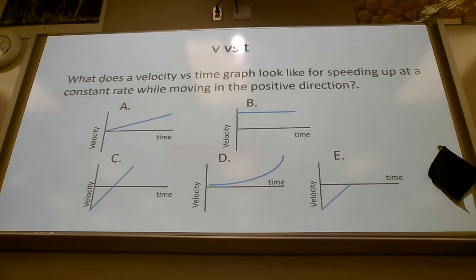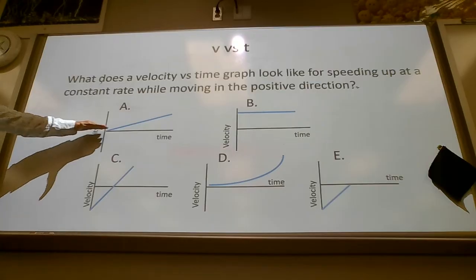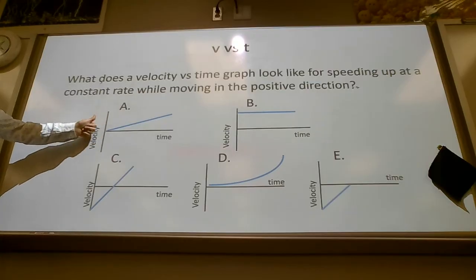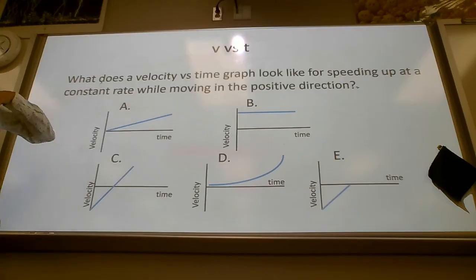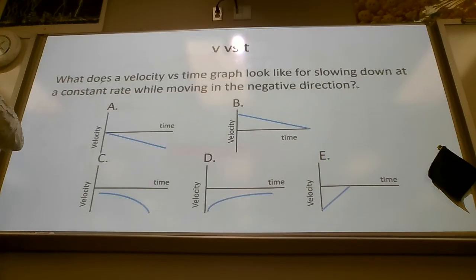Correct answer is? Everybody go with A. Yes. Okay. Your velocity is getting away from zero. You're getting faster, and you're above the x-axis. Positive direction.